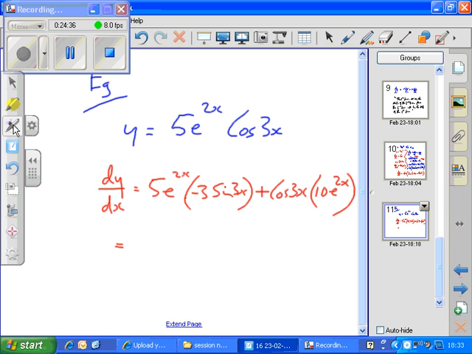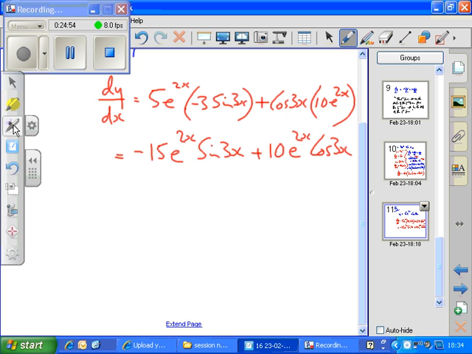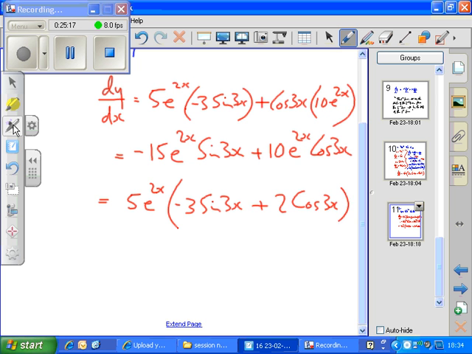Yeah. That's exactly what we do next. Minus 15e to the 2x sine 3x plus 10e to the 2x cos 3x. So that's the next step. And then, so I've tidied up, I've collected together like terms, and then I look at the factors that are common. Certainly 5 is common to both, and so is e to the 2x. So I can take 5e to the 2x outside the bracket, leaving me with minus 3 sine 3x plus 2 cos 3x inside the bracket.